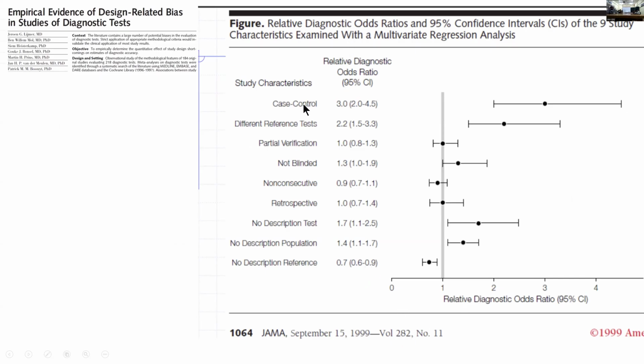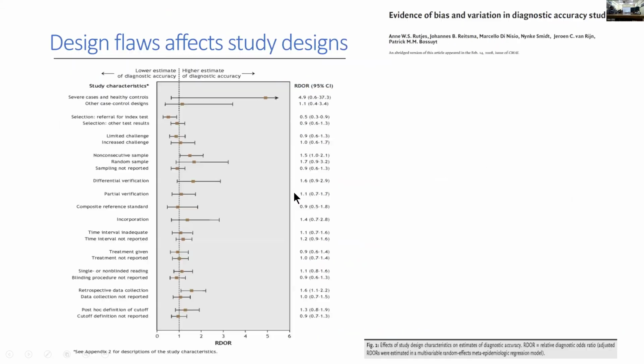You can have it based on how you've taken the patients. You can have it because you have taken a different reference test. You are not blinded. You are not taking consecutive patients. You have done a retrospective study. You don't have a good test. You don't have a well-described population. You don't have a reference test. It's the same thing to show.